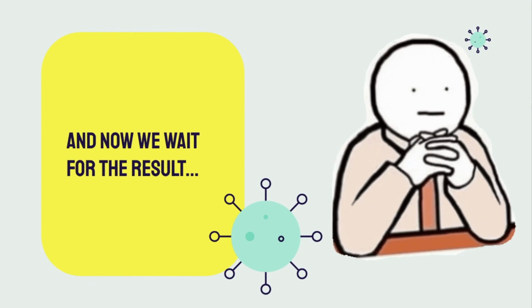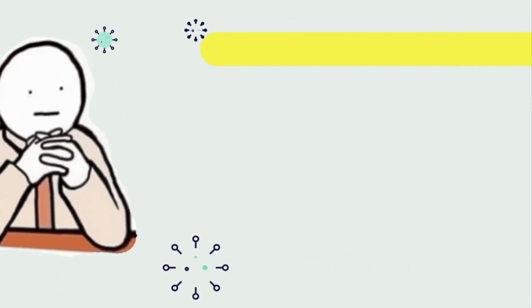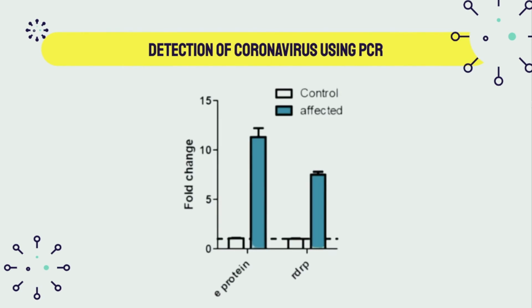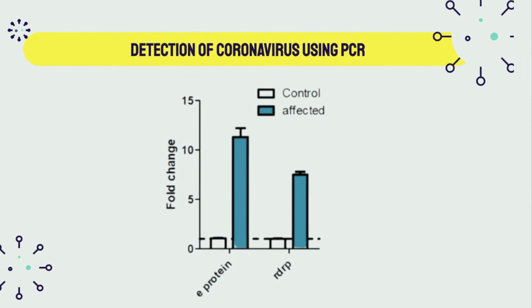And now we wait. As we can see here, the white bar is the control group, while the blue bar is the patient sample. The level of the E gene and the RdRp gene in the patient is higher than the control. By this difference, we can know whether the person is infected by coronavirus or not.